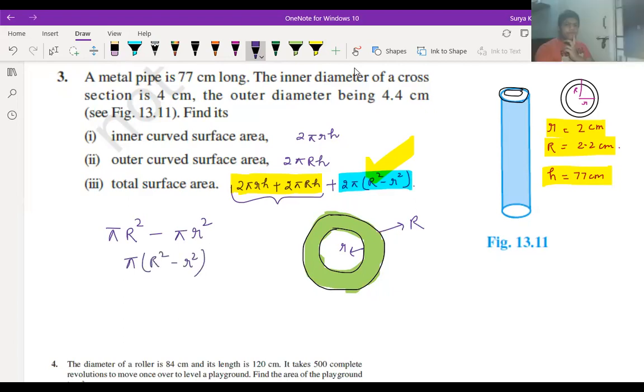Sir, but where did the 2 come from? That's what I'm telling you. One will be available on the top of the cylinder and one will be available at the bottom of it. So there are two concentric circles you can find in a cylinder. So you should multiply here by 2. That's it. Hope it's clear to everyone.